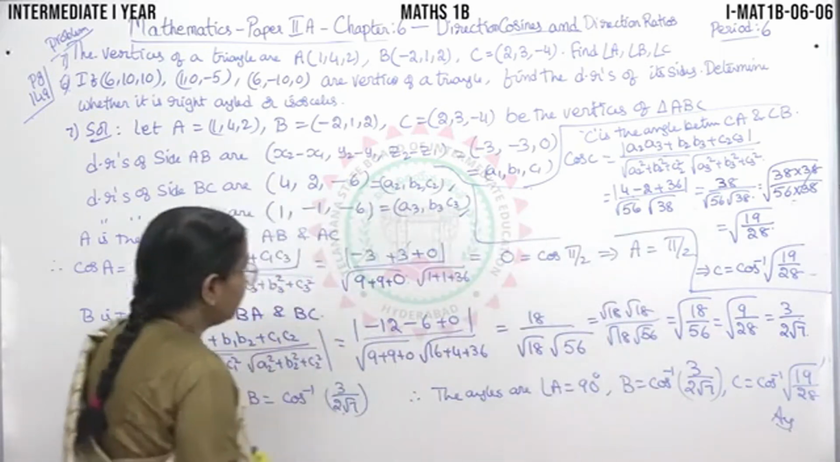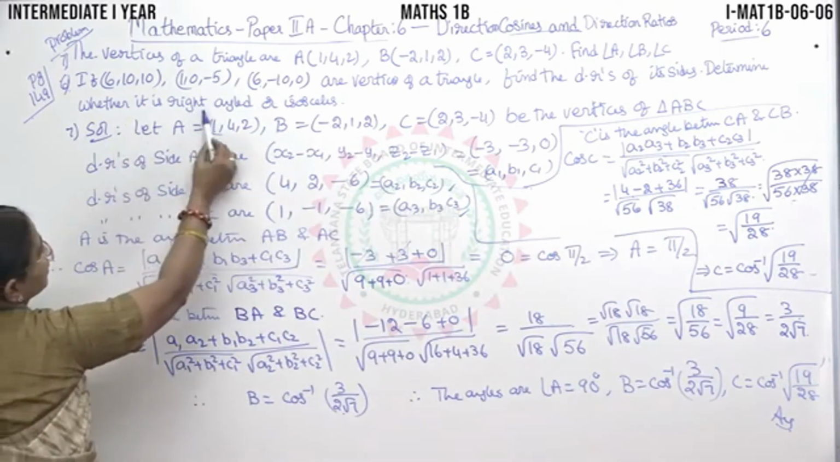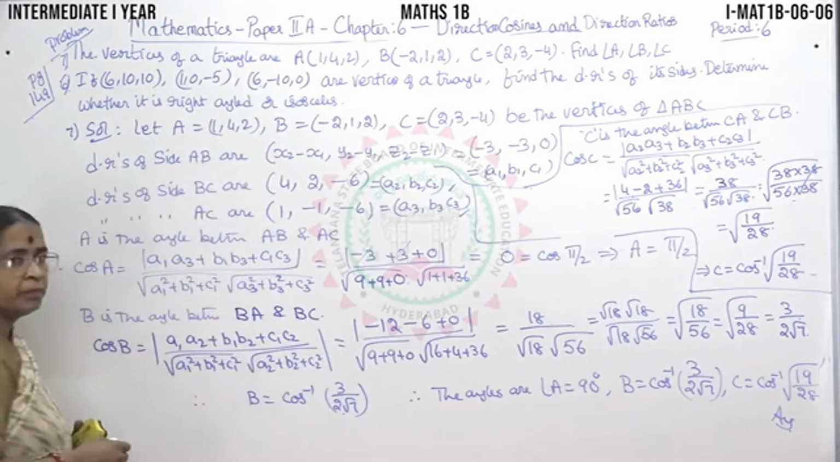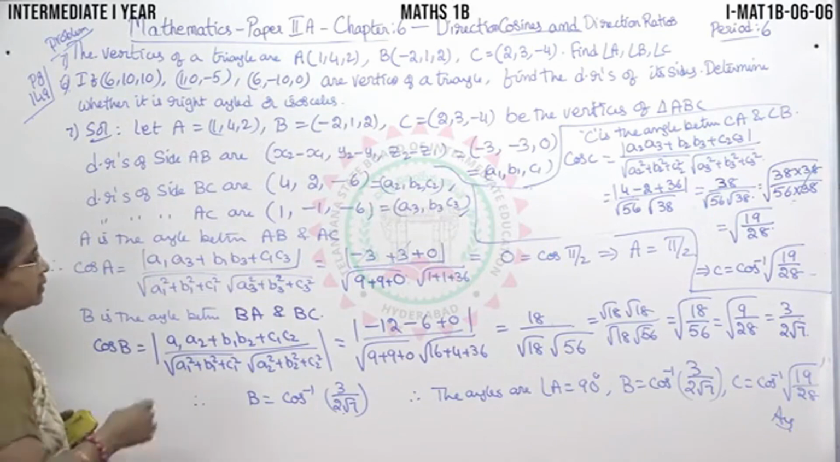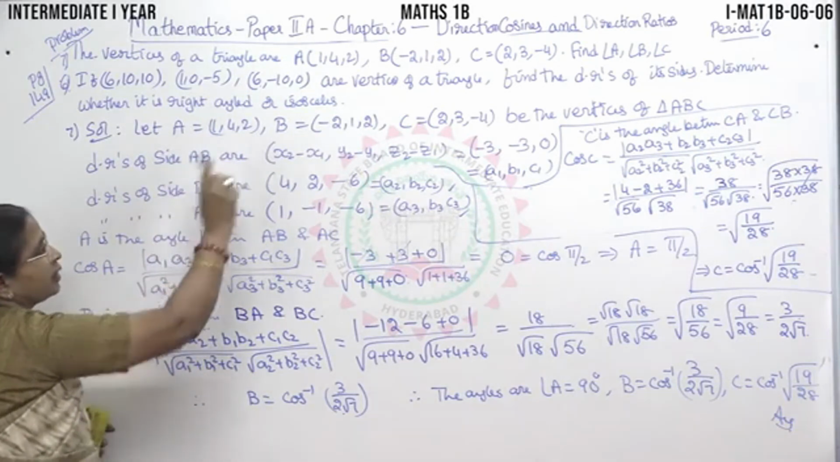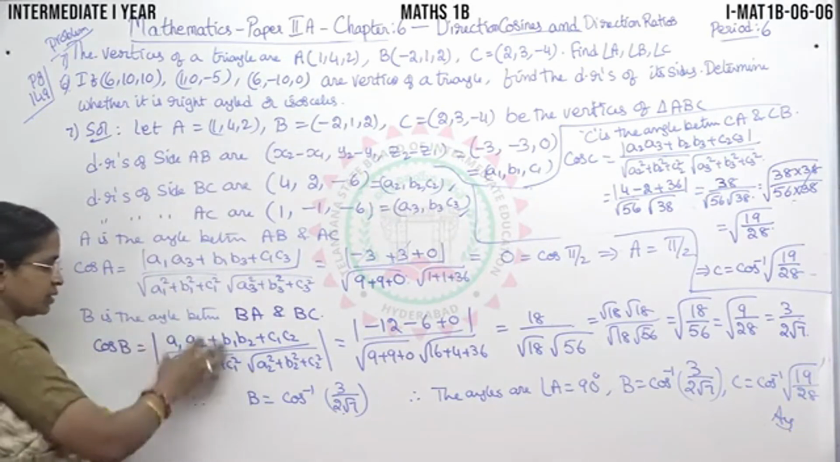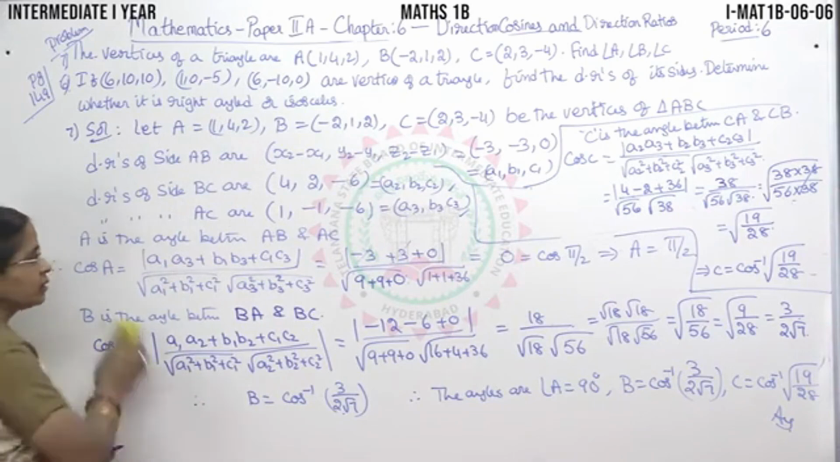Okay. Now in the same way, you find the angles in this second problem, and then you can see that one angle is right angled, it is not isosceles. In the same manner, you find the three angles.